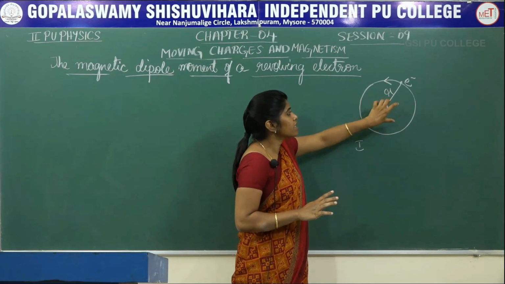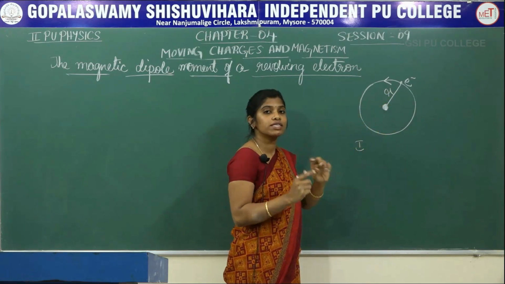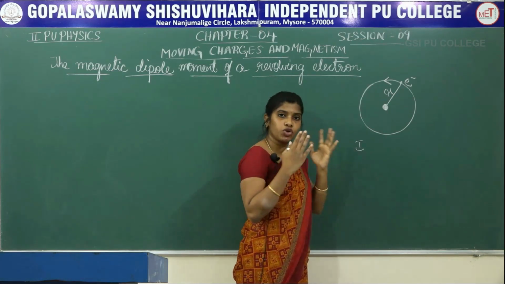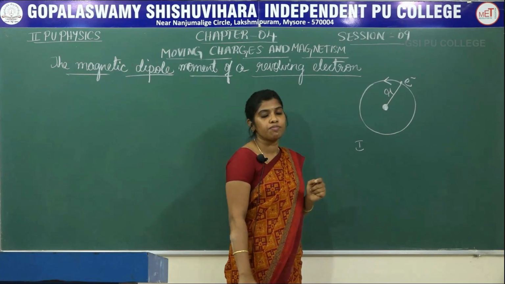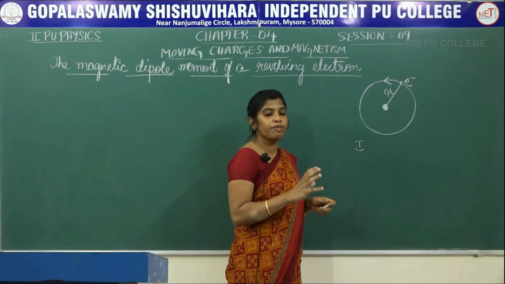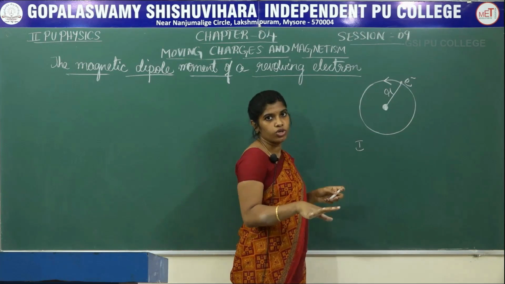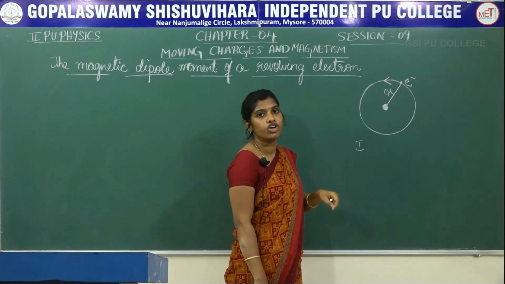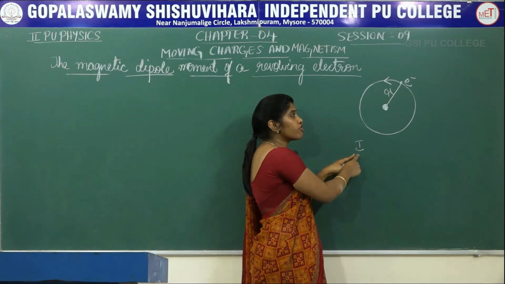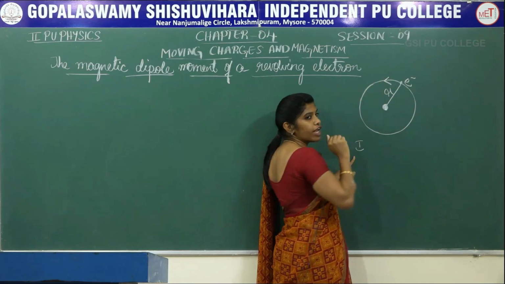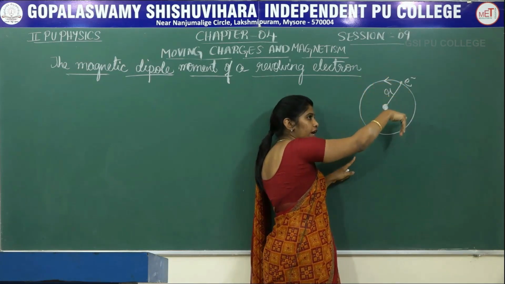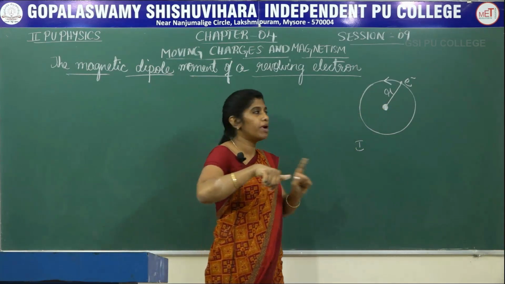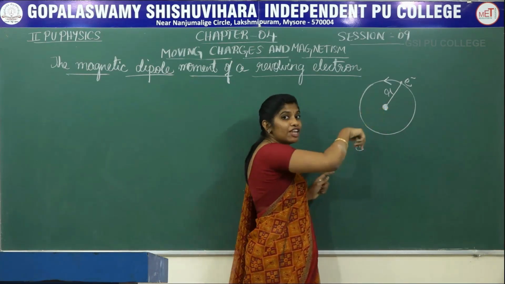Now, if I say this is having a dipole, then what is the dipole moment? The dipole moment is given by the formula I into A, and the direction of the dipole will be found using the right hand curl rule. So, we can find the direction of the dipole moment using the right hand curl rule, where the direction of current is opposite to the direction of the electron. So, this is what the direction of the current is. Then my thumb indicates the direction of the dipole moment. So, the dipole moment here is inwards.